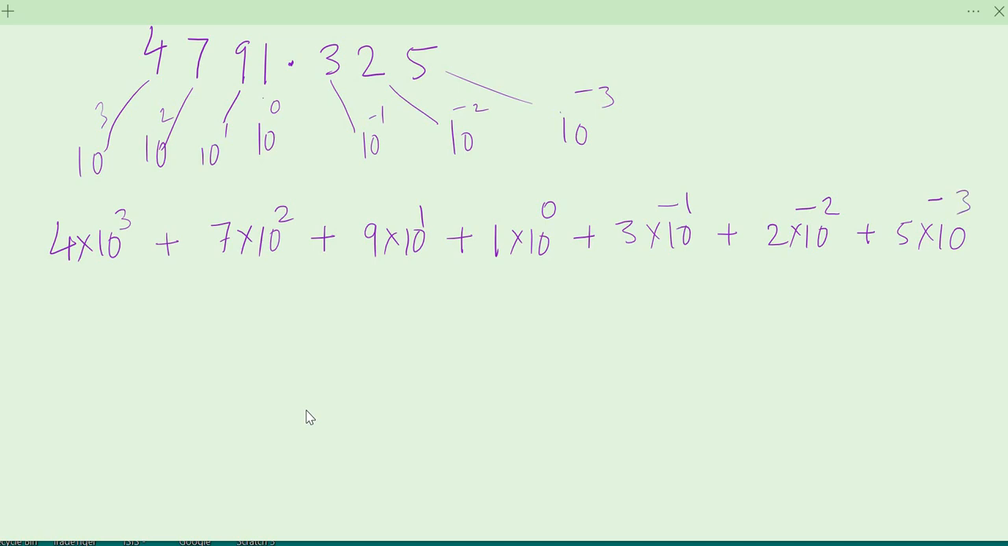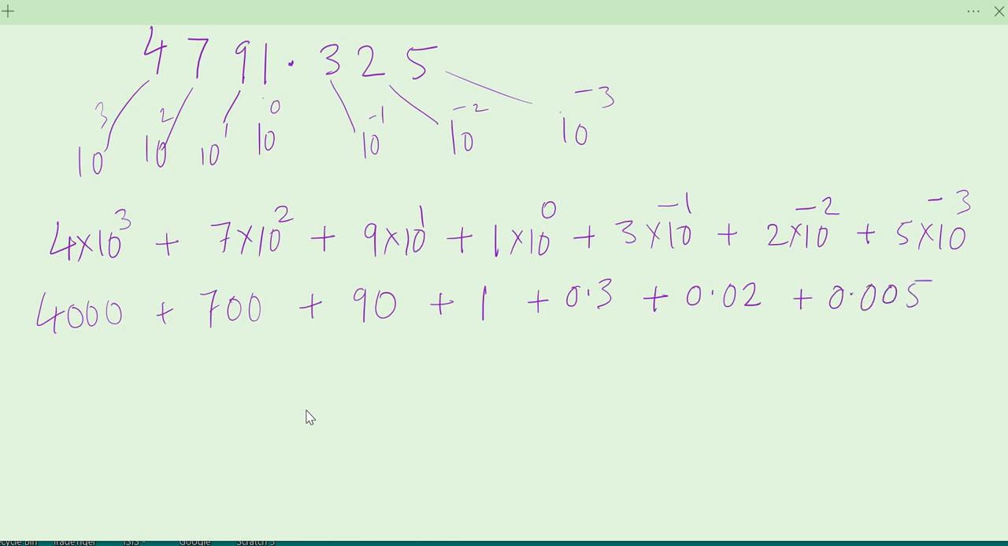So this number is now 4000 plus 700 plus 90 plus 1 plus 0.3 plus 0.02 plus 0.005. When all of them are added, we get this number. So for every digit there is a separate value, and this is called a weighted code because every digit has a separate weight or separate place value.